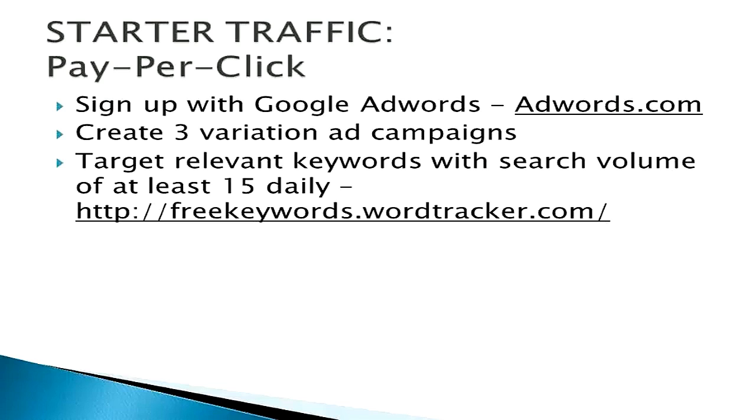The next thing you want to do is create 3 variations of your ad campaigns to put on Google search engine listings. The reason is because of 3 different variations, especially different headlines but similar bodies, you want to test out which pay-per-click advertisement converts the best and generates the most click-throughs.